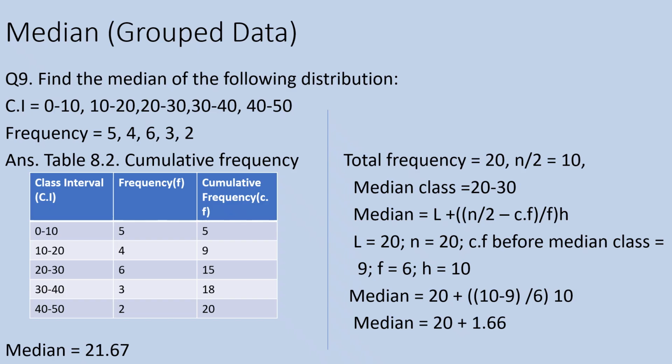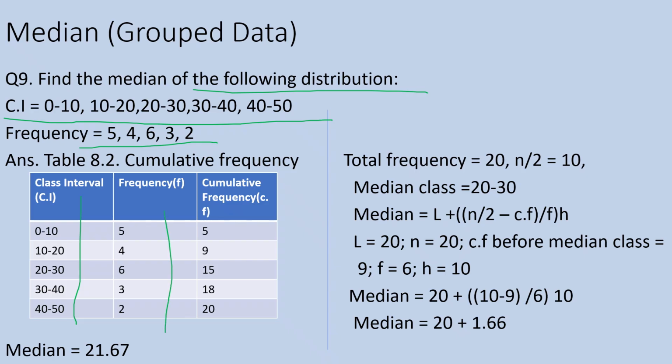Here in this question, we will have to find the median of the following distribution. So here the class intervals are presented: 0 to 10, 10 to 20, 20 to 30, 30 to 40, 40 to 50. And the frequencies are given accordingly for these class intervals: 5, 4, 6, 3 and 2. So we present these in the table: class interval and the frequencies.